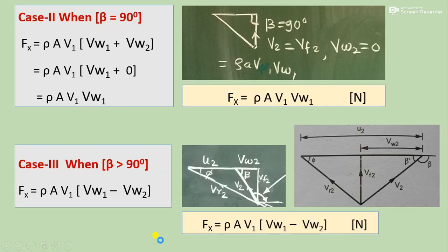So finally Fx is equal to, we can have formula rho a V1 bracket Vw1 plus Vw2 bracket complete in Newton. Now case 2, where the angle beta is 90 degree. In this case V2 is equal to Vf2 and Vw2 is 0. So that's why Fx is equal to rho a V1 into Vw1 in Newton. In case 3, when the angle beta is greater than 90, in this case formula becomes rho a V1 bracket Vw1 minus Vw2 in Newton.